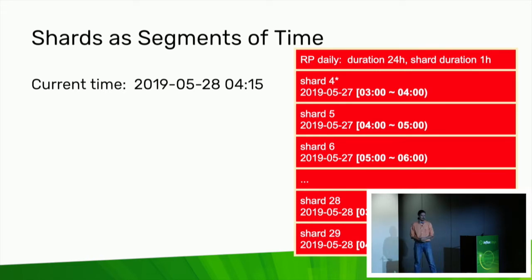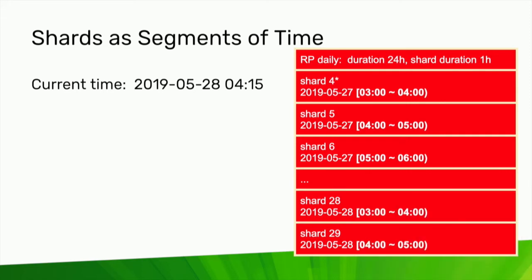So an example here, or an illustration, of shards as segments of time. In this example, the retention policy is called daily. Not a very good retention policy name because it's actually hourly, but no, this is daily. Yeah, this is fine, okay. The retention policy is called daily, so it has a duration of 24 hours. So we expect data to delete quietly, implicitly, without an error after 24 hours. Shard duration is 1 hour, so we have roughly 24 shards.